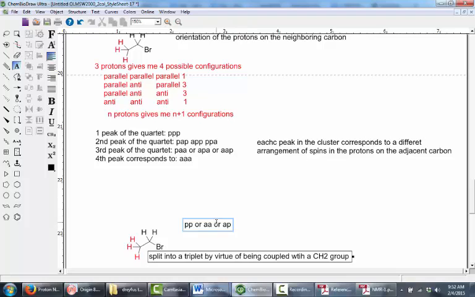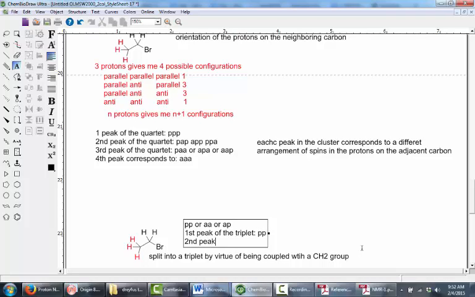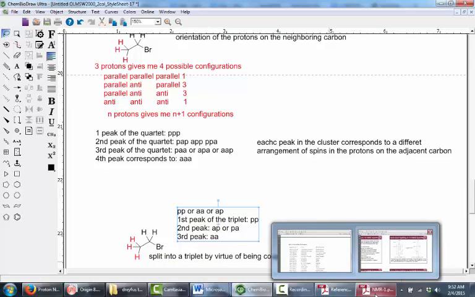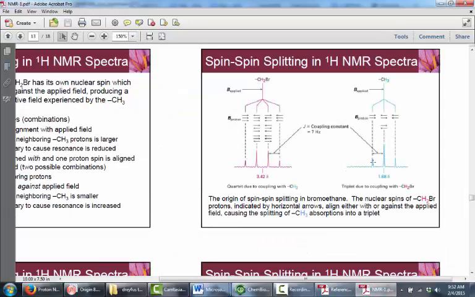And that triplet is again going to have 3 different states. So first peak of the triplet is going to be PP, second peak is going to be AP or PA, and third peak is going to be AA. So again, those peak heights are not going to be identical either. You're going to see a 1 to 2 to 1 splitting pattern from that triplet, and that's what I see here, 1 to 2 to 1, that's the triplet.